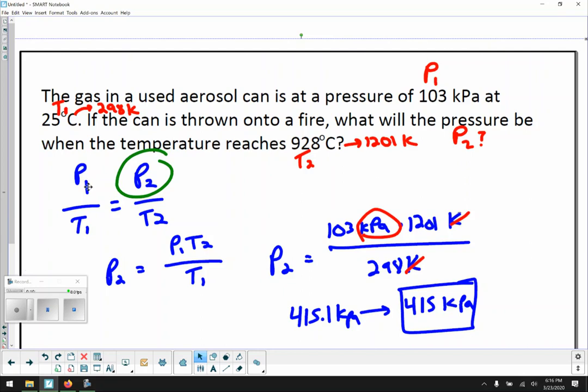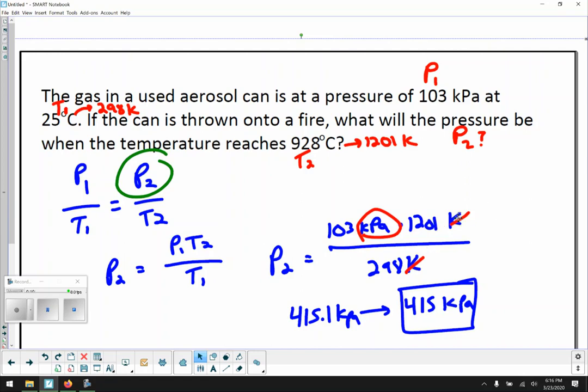So this is a Gay-Lussac's law equation: pressure over temperature in the first instance equals pressure over temperature in the second instance. We're looking for P2, pressure 2. To rearrange it to isolate P2, we multiply both sides by temperature 2, which I've done here. Pressure 2 equals pressure 1 times temperature 2 over temperature 1. We have all these numbers. We just have to plug them in.